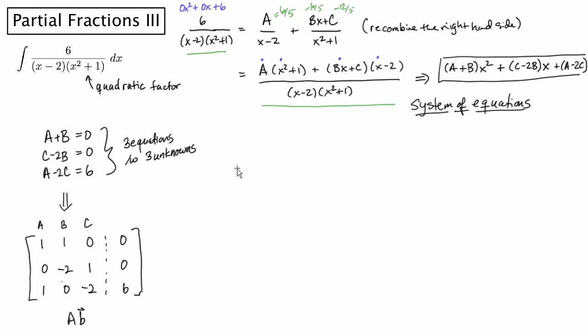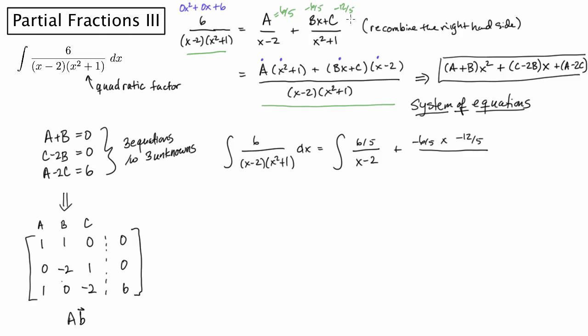And then let's go back to the original integral. I can take our original integral, which is 6 over x minus 2 x squared plus 1 dx, and I can write it as the integral of a is 6/5. There's a couple of ways I could do this. Let's just keep it all in the denominator. So 6/5 x minus 2 plus, and then over here I have minus 6/5 x minus 12/5. So that's what b and c are. And all that's over x squared plus 1 dx.